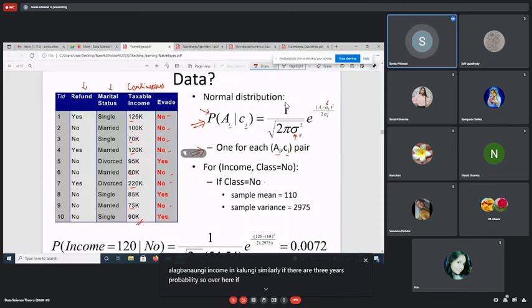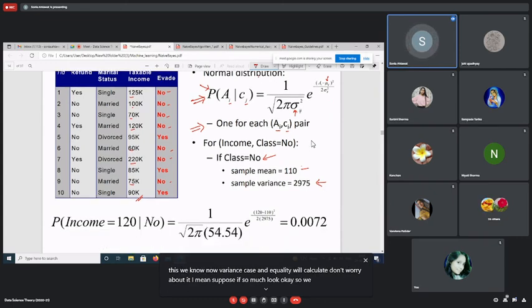सो ओवर हेयर इफ द क्लास वाज नो, तो सैंपल मीन वाज कमिंग आउट टू बी 110 and the sample variance is coming out to be this. We know variance कैसे निकालते हैं, we'll calculate, don't worry about it. अभी सिर्फ और सिर्फ समझ लो, ठीक है। So we calculated for no the mean coming out to be 110 and sample variance is coming out to be 2975. Now the question says P of income is equal to 120k. अब देख लो, P of income with 120k is there when it belongs to class no. So now we calculate the probability by using the normal distribution and we are getting the output like this.